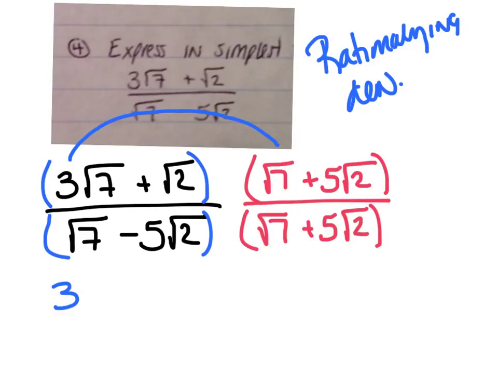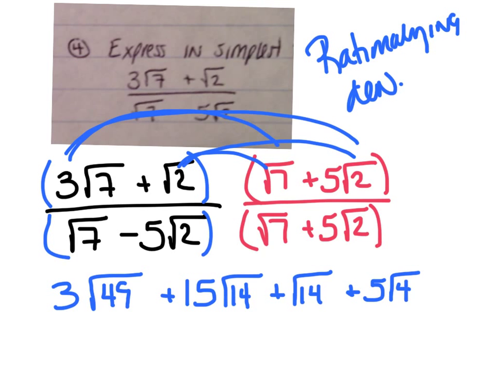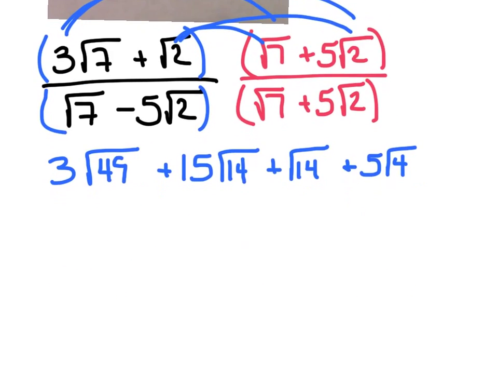So I'm going to say I get 3 radical 49. Then I'm going to do the outers. That's going to be a positive 15 radical 14. My inners is just plus radical 14. And my last, I'm going to say plus 5 radical 4. Then I'm going to go ahead and do the same thing in the denominator.